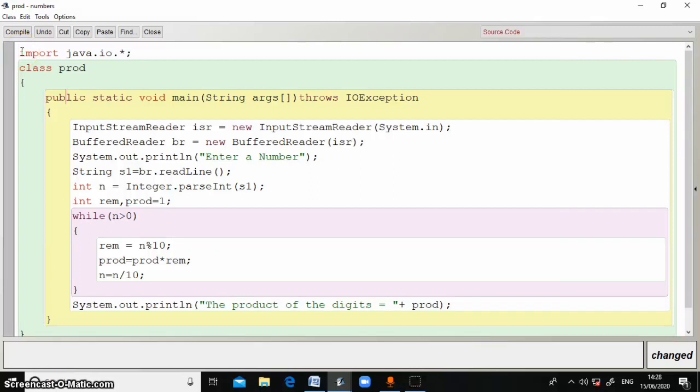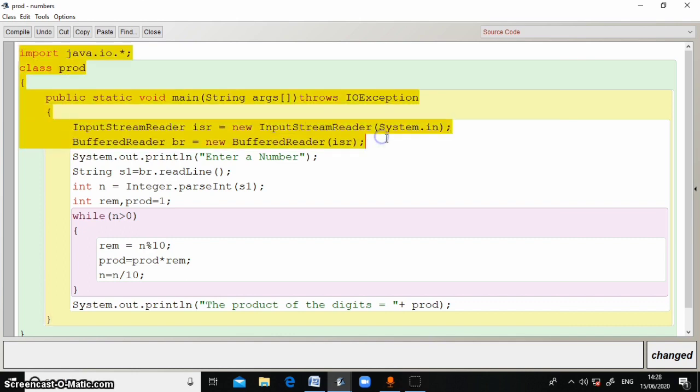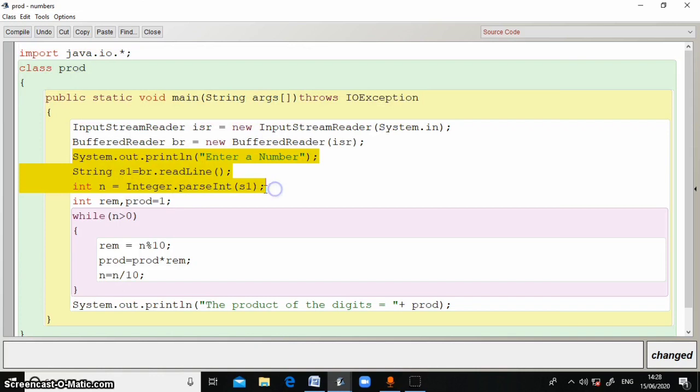Hello friends, in this video I am going to show you how to find the product of the digits. We will be using the InputStreamReader method. These are the lines that you require for the InputStreamReader method. These three lines help us to take the input of a number.